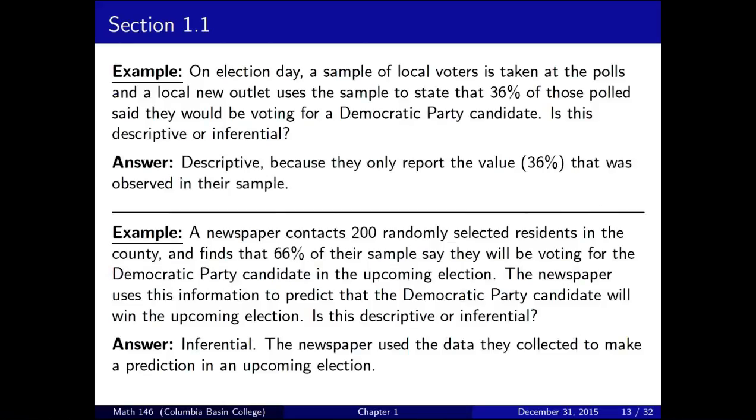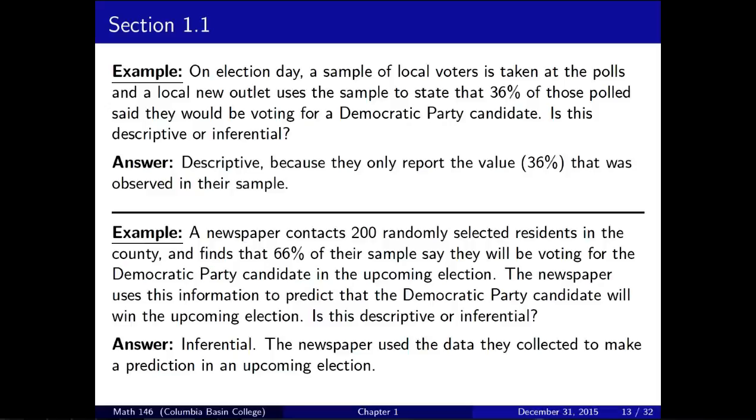So let's look at an example. On election day, a sample of local voters is taken at the polls, and a local news outlet uses this sample to state that 36% of those polled said they would be voting for a Democratic Party candidate. Is this descriptive or inferential? Well, the answer is descriptive, because they only report the value that was observed in their sample, 36%.